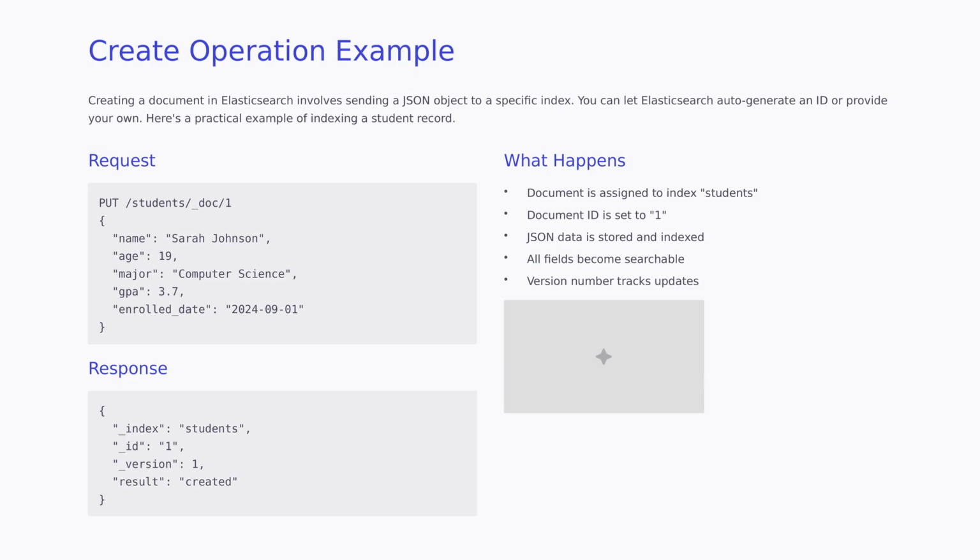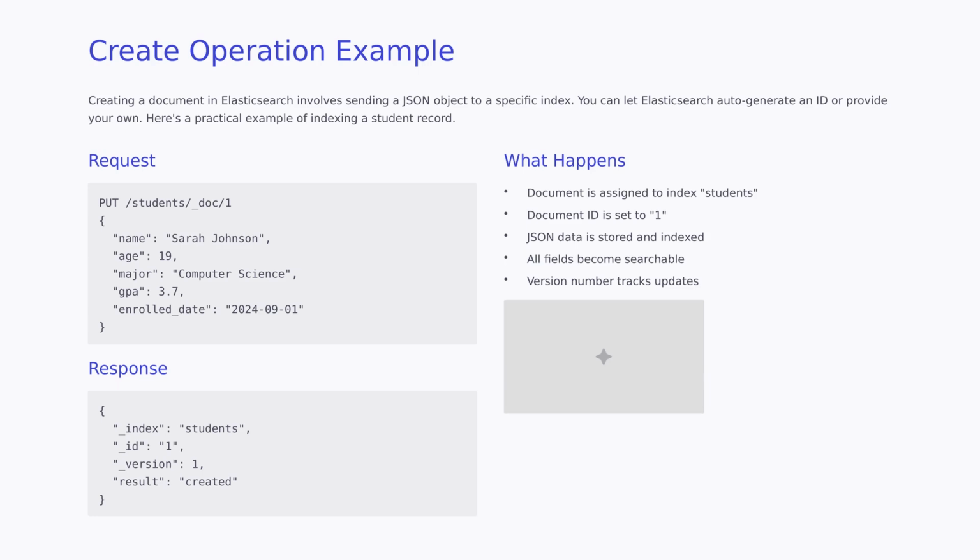Ever wondered how a document is created in Elasticsearch? It's as simple as sending a JSON object to a specific index. You can either let Elasticsearch generate an ID for you or input your own. Let's walk through a real-life scenario, indexing a student record.